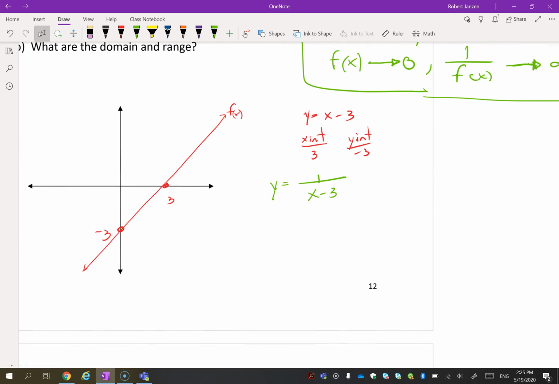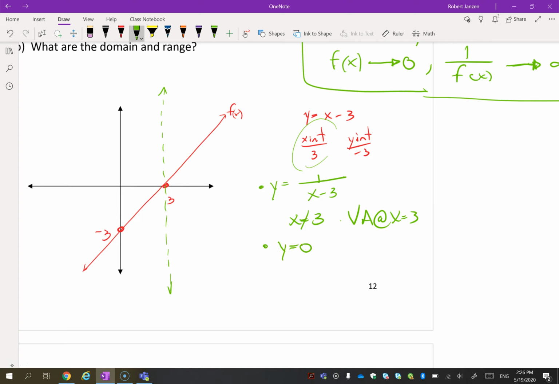Well, where is the non-permissible value? What is the non-permissible value here? It happens to be the x-intercept, 3. So there will be a vertical asymptote there. Whatever the non-permissible value is, x cannot be 3, so we'll draw a vertical asymptote at x equals 3. That's step 1.